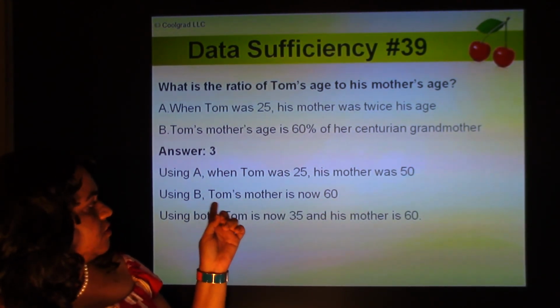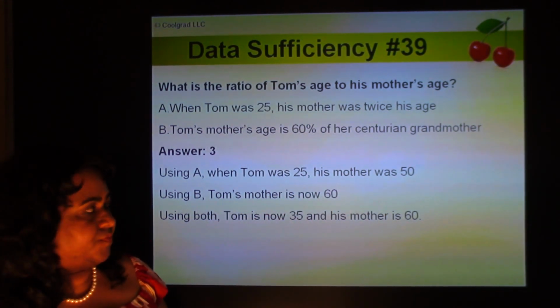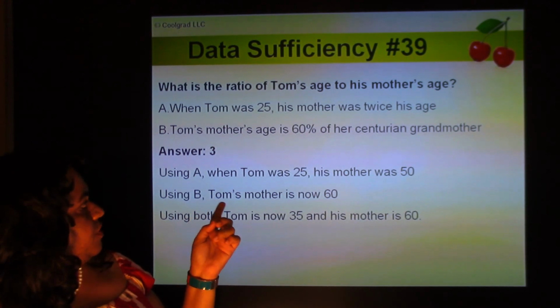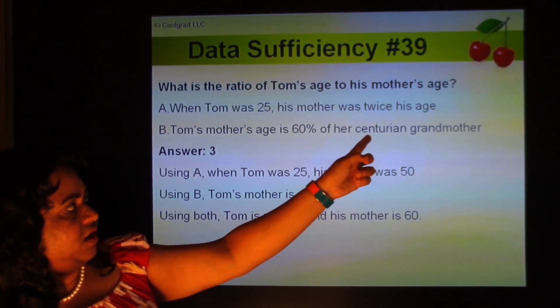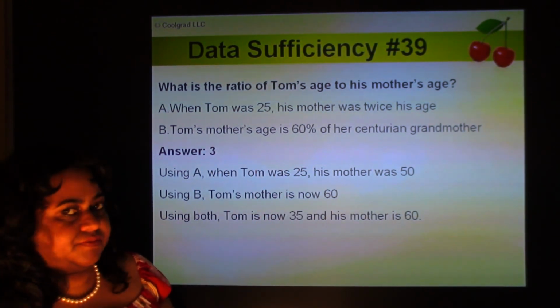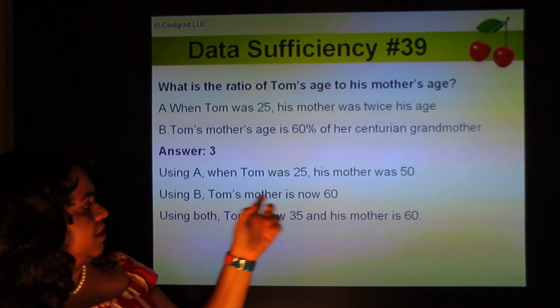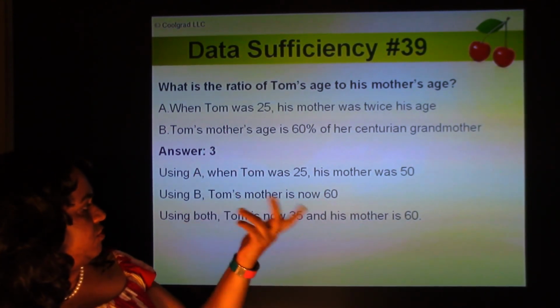From A, we know that the difference between their ages is 25 years. That's all we know. Using statement B alone, Tom's mother's age is 60% of a 100-year-old grandmother. So clearly now Tom's mother is 60 years old. So this statement alone doesn't tell us how old Tom is. So we don't know the ratio, right?